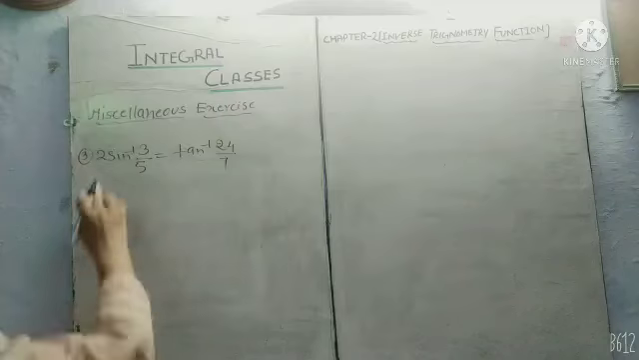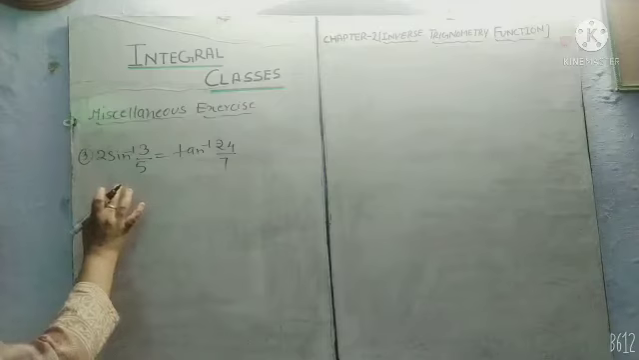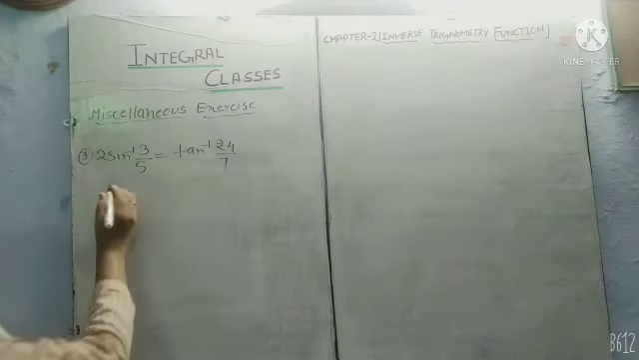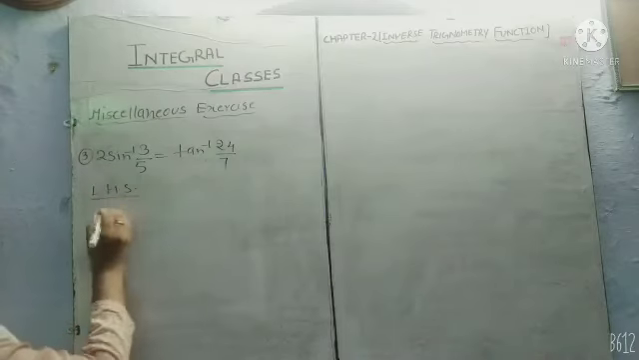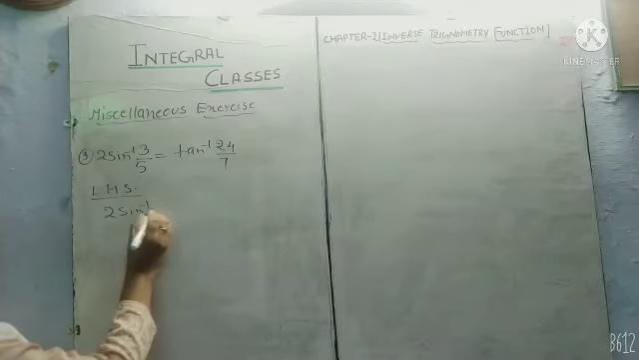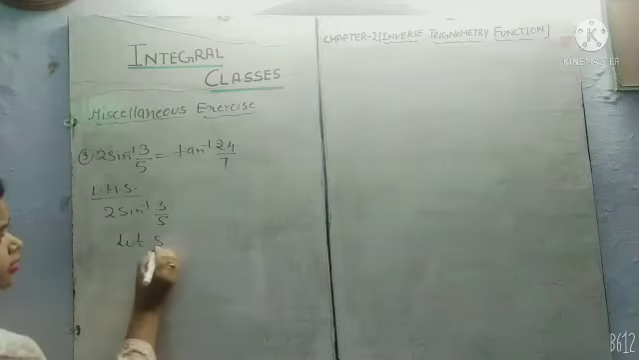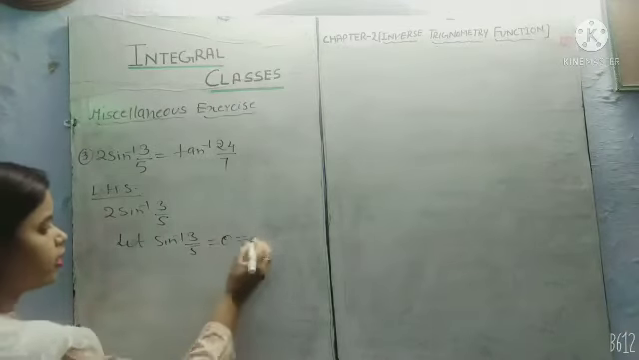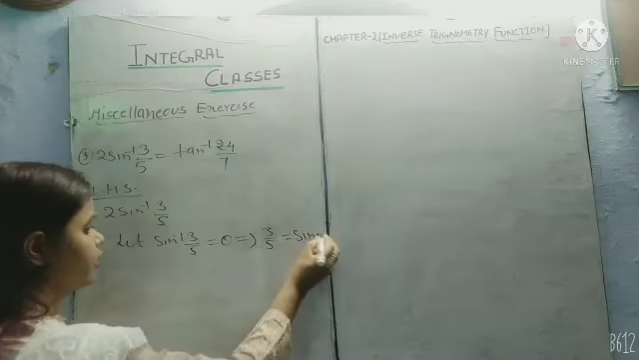Question number 3: 2 sin inverse 3 by 5 equals tan inverse 24 by 7. We will prove that the left hand side equals the right hand side. So how can we prove it? Students, we will start from the left hand side, 2 sin inverse 3 by 5. Let sin inverse 3 by 5 equal theta. Therefore 3 by 5 equals sin theta.